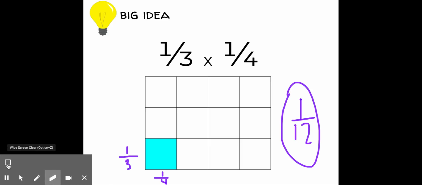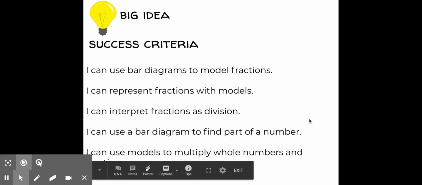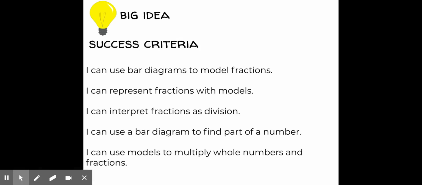This is what I really want us to understand when we're making our models, is that we're using our denominators to create it. Our success criteria for today is really based on things that we've done in the past to help us get to this point.